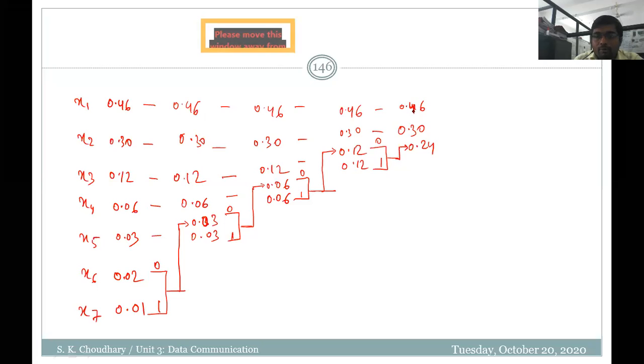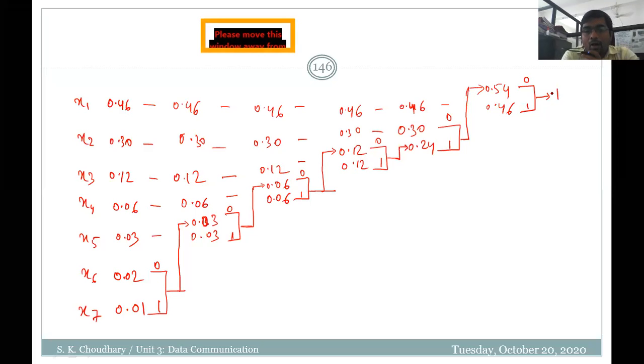Okay, and then again do the addition, 0 and 1. It would become 0.54. That is, 0.54 is larger than 0.46, so it would be brought above this 0.54, and 0.46 is below that. Okay, and finally 0 and 1, and what is the summation of this? This would come as 1.